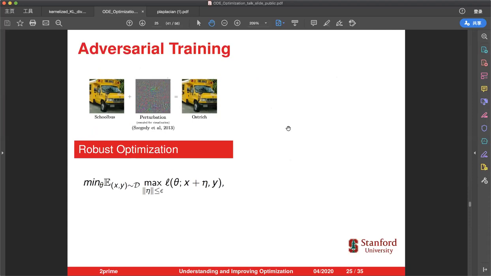totally wrong. So if you want to defend against this kind of attack, the natural thing to do is robust optimization. What is robust optimization? It's a minimax problem. The min problem is just training the neural network, and the max problem is finding the attacker. So I want to minimize my loss with respect to the adversary.